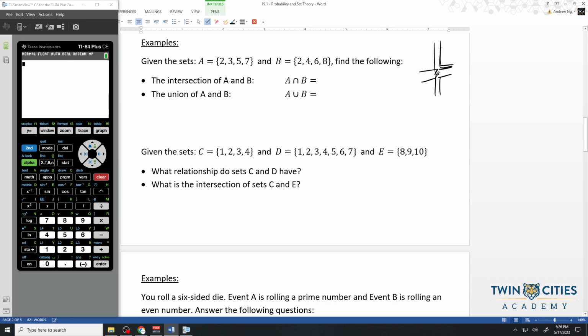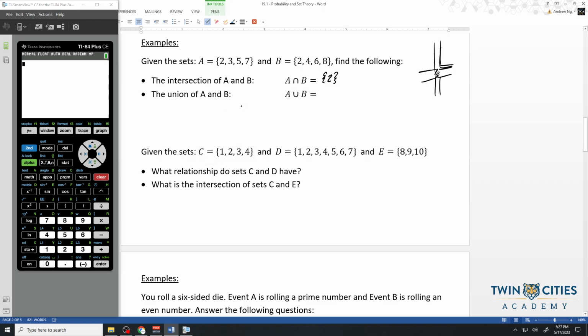The intersection is the part that they overlap, where you've got this section that is part of both roads. So the intersection here is 2. That's the only number that's in both A and B. So I would write this with a little squiggly bracket like so, put a 2 there, and close it off.